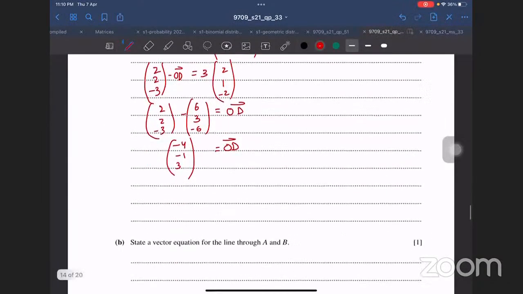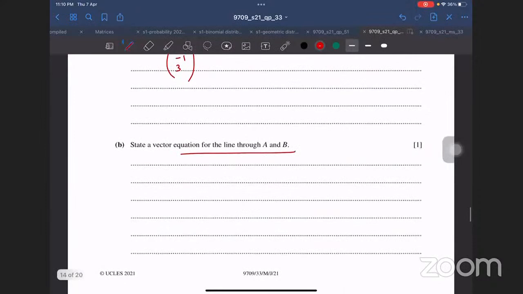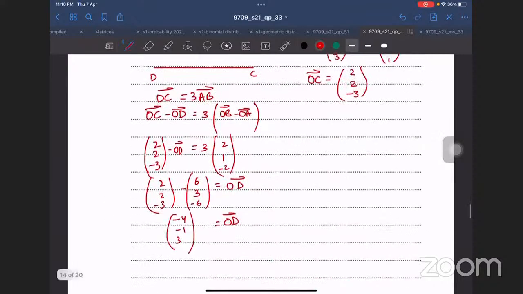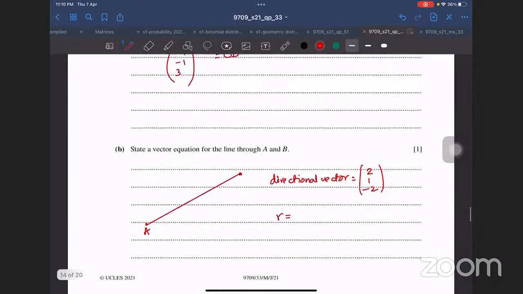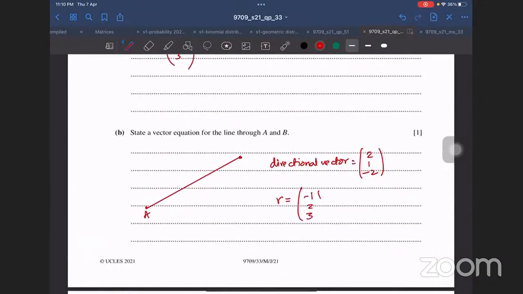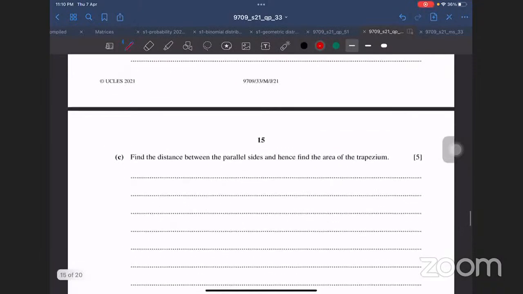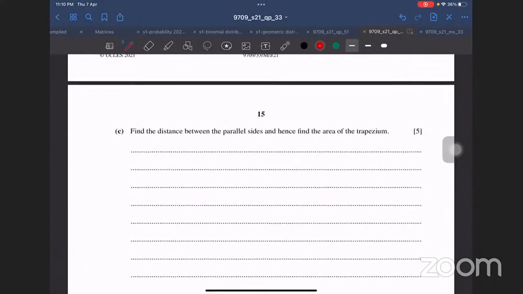Yes. State a vector equation for the line through A and B. So a line through A and B will have the directional vector of AB, 2, 1, and minus 2. I'm going to take A's coordinates, minus 1, 2, and 3, plus lambda times 2, 1, and minus 2. Then it says find the distance between the parallel sides and hence find the area of the trapezium.